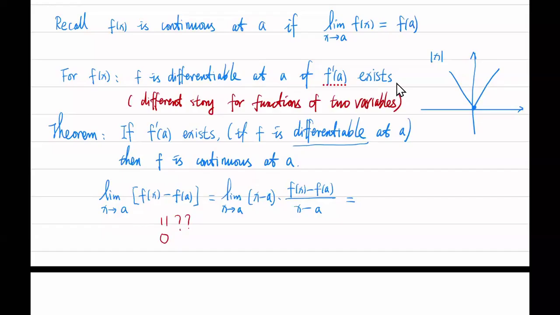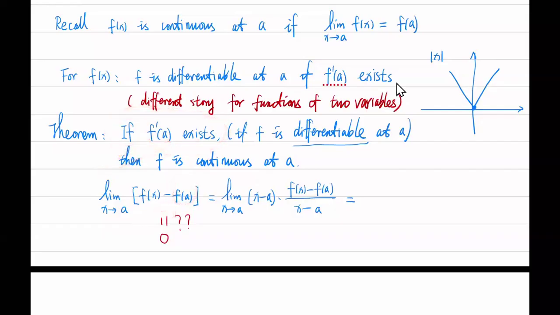So now we can see what does this mean? When the derivative of f at a exists, there are several implicit assumptions when we make this statement. One assumption is that f(a) exists. We don't know what it is, but it's defined.